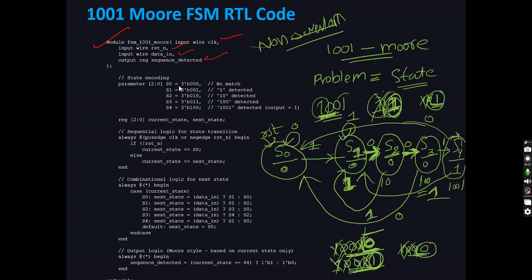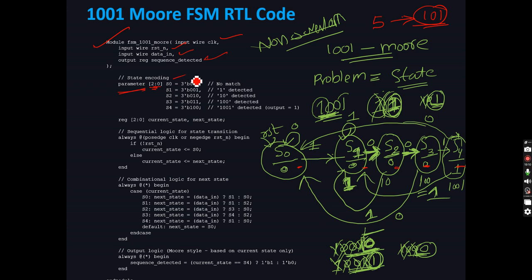Now the actual game comes here. Here we have to declare the parameters. So how many states in total did we get? 1, 2, 3, 4, 5. We got 5 states in total. How many bits do we need to represent 5? 101 is the binary representation, so a minimum of 3 bits are required to have 5 states. That's why we are parameterizing it as 2 down to 0.